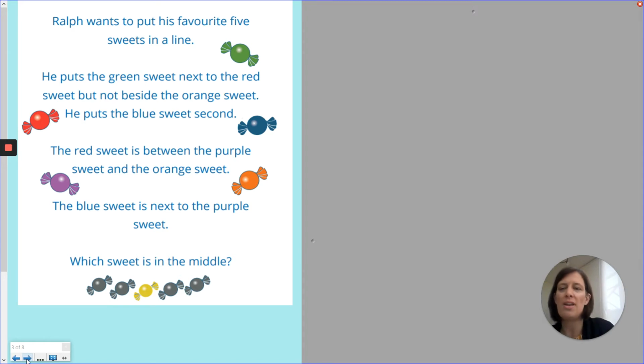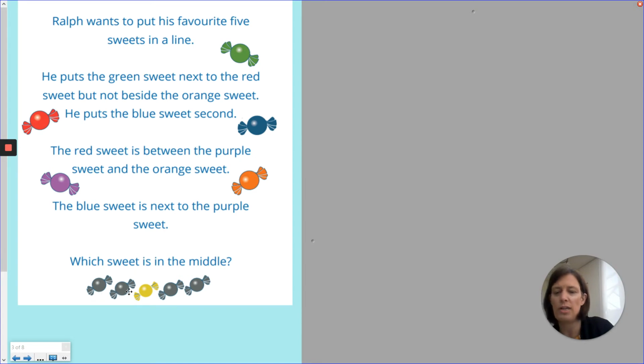So this is our next puzzle to solve. Ralph wants to put his favourite 5 sweets into a line. He puts the green sweet next to the red sweet, but not beside the orange sweet. He puts the blue sweet second. The red sweet is between the purple sweet and the orange sweet. The blue sweet is next to the purple sweet. So which sweet's in the middle? Okay, so you've got a little bit of a clue here to what it looks like.